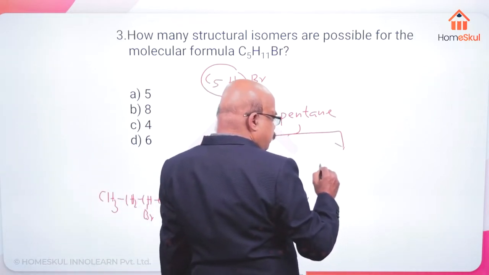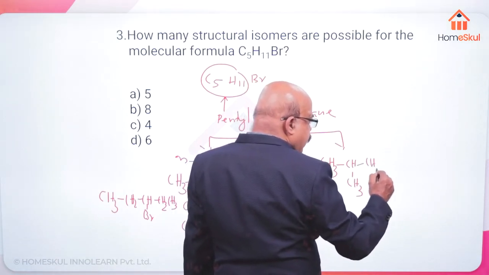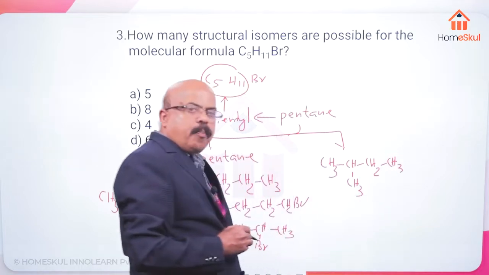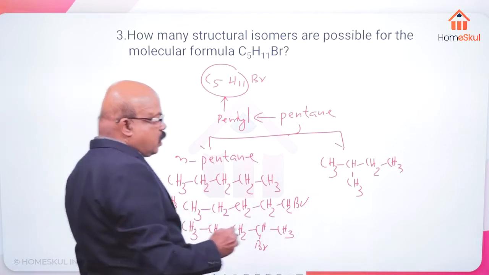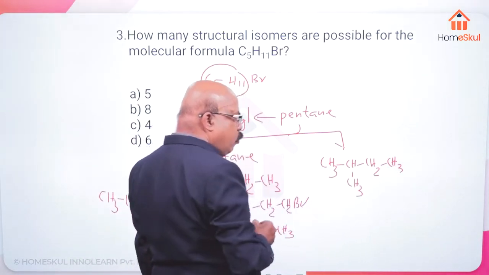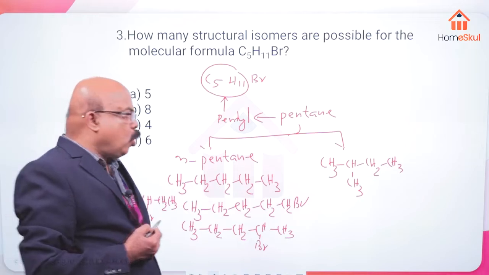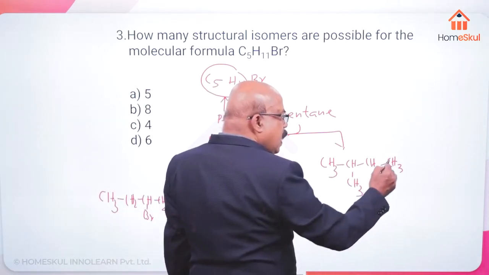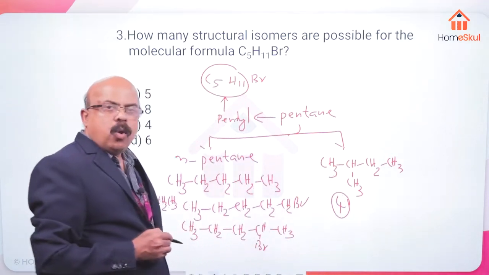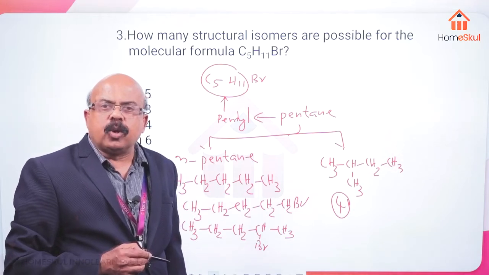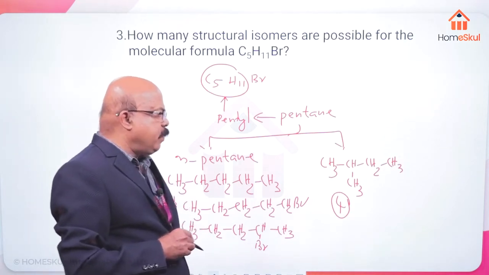From isopentane, CH3CH, this is isopentane. From this isopentane, you can have 4 bromo derivatives. 1 bromo 2-methyl butane, 1. 2 bromo 2-methyl butane, second one. 2 bromo 3-methyl butane, third one. And 1 bromo 3-methyl butane. 4 bromo derivatives can be formed.